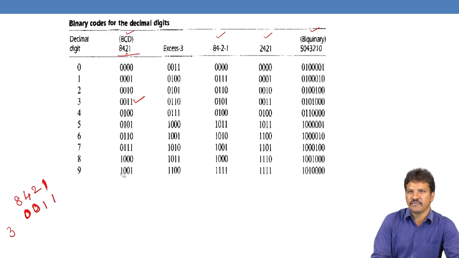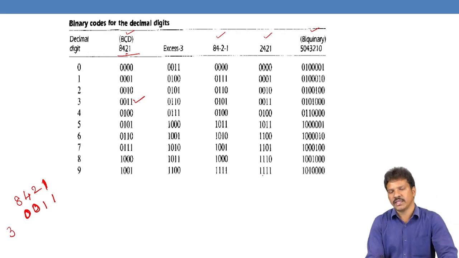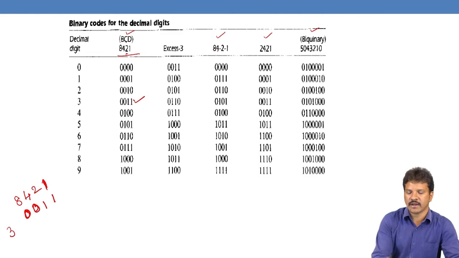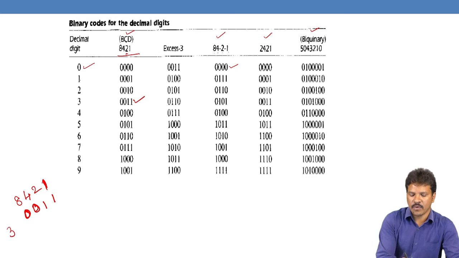Next one is 8 4 minus 2 minus 1. This is also called a weighted code. In this, the weights are 8, 4, minus 2, minus 1. Based on this code, we can represent these decimal numbers. Let us see here. 0 can be represented by all zeros.